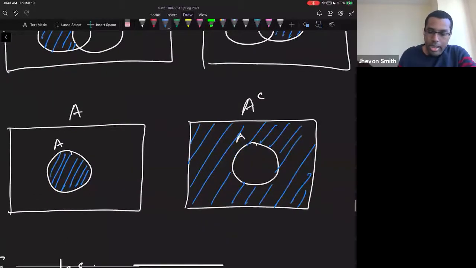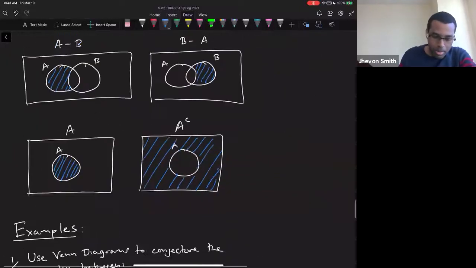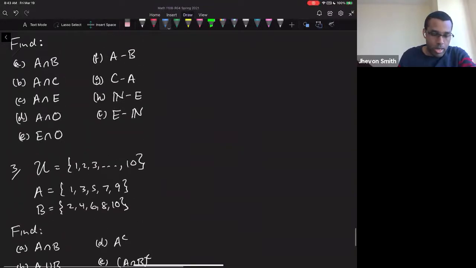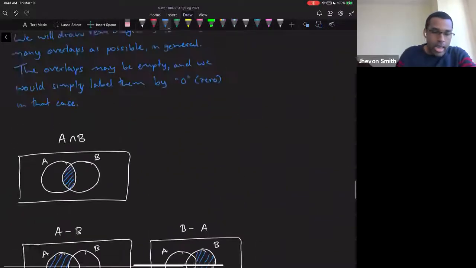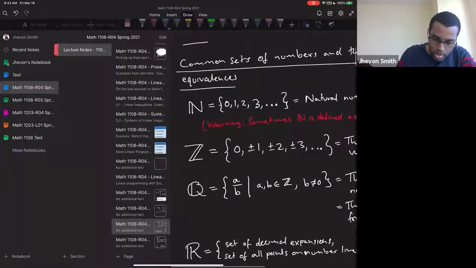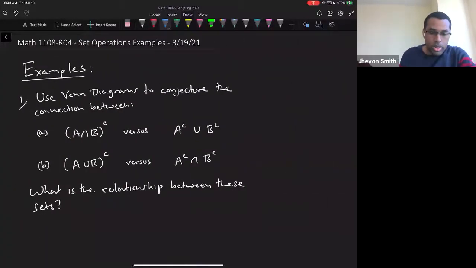Here's A and its complement. Pretty much everything in the universe that is not in A is called a complement. And then finally, we got to some examples where we can kind of play around with some of these definitions. And I actually threw in a few more examples also. So let's get to those. So we're going to do these examples.